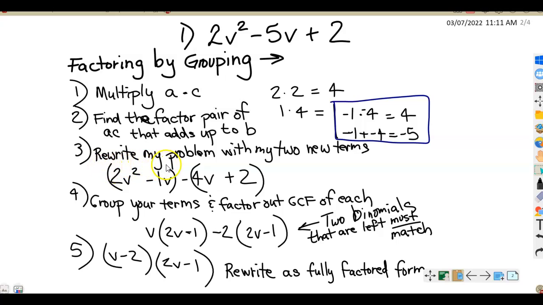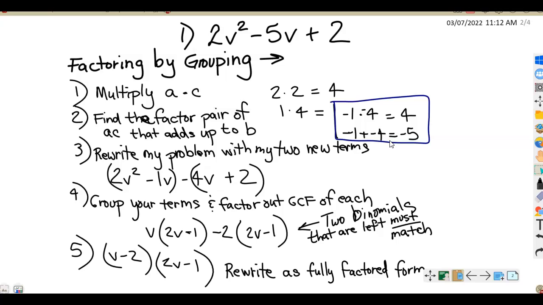Now, rewrite my problem with my 2 new terms. So remember, this is the same A term that we got from the original. And look, 2 doesn't change either. The C is exactly the same. What's different is instead of -5v, I have split it into my 2 factor pairs.